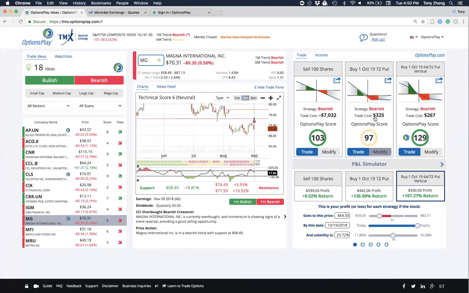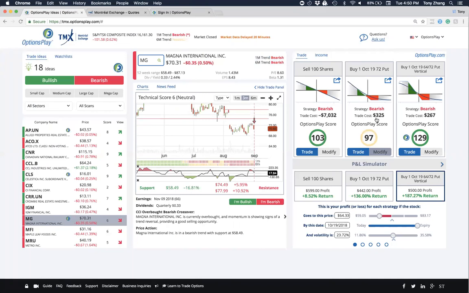I can either short the stock, buy a put, or buy a put vertical. This put vertical here is that debit spread we're talking about, where we're buying the at-the-money puts, roughly a 72 put, and selling the 64 put against that to offset the cost. Buying the 72 put cost me $325, but selling the 64 put against it offsets some of that cost down to $267. So my absolute dollar risk is less, because I'm only risking $267 versus $325.